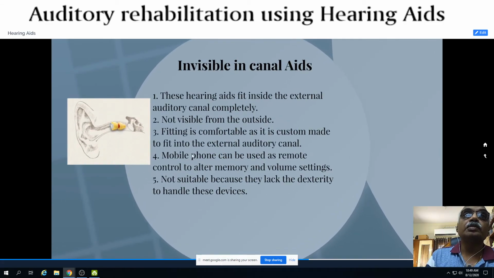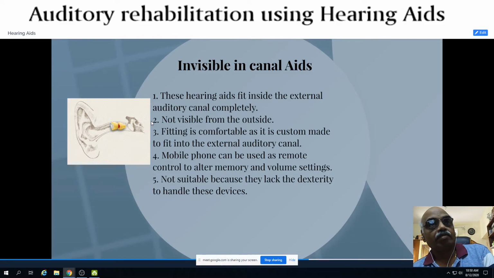And now the invisible in the canal hearing aid. Here you see in this picture the entire hearing aid is within the external auditory canal. These hearing aids fit the external auditory canal and are not visible from outside. But mind you, this hearing aid should be customized to fit into the external auditory canal. You cannot manufacture a one-sized hearing aid on a large scale and start selling, because one person's ear is not the same as another's. So you need to customize. You need to use a 3D CAD program to measure the dimensions of the external auditory canal and design the hearing aid accordingly. And this hearing aid can be used in young individuals.